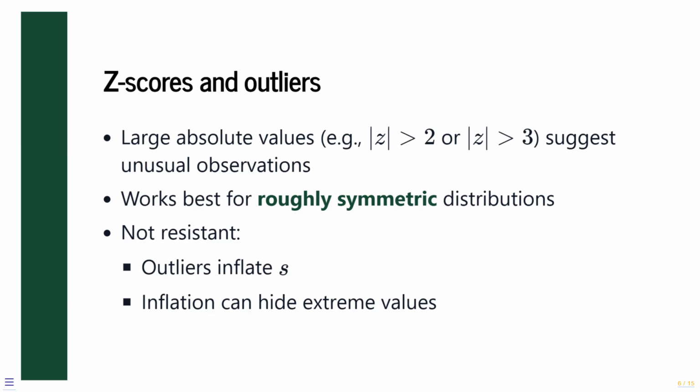However, we need to be cautious. Z-scores rely on the mean and standard deviation, and both of those are sensitive to outliers. If extreme values are present, they can inflate the standard deviation. When s becomes larger, the computed z-scores become smaller in magnitude. In other words, an outlier can partially hide itself by increasing the spread. For this reason, z-scores work best when the distribution is roughly symmetric and does not contain extreme skewness or heavy tails. In highly skewed data, resistant measures like the median and IQR often provide better tools for identifying unusual observations.